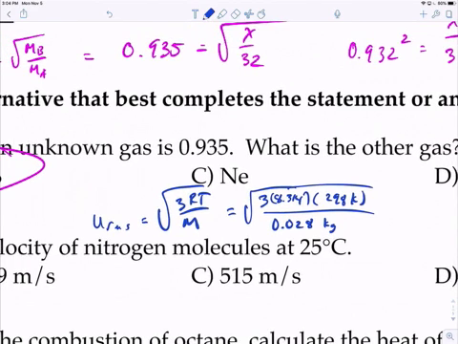So you put that in your handy dandy calculator. Three times 8.314 times 298, square root. We get about 515.